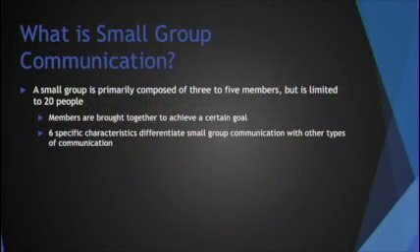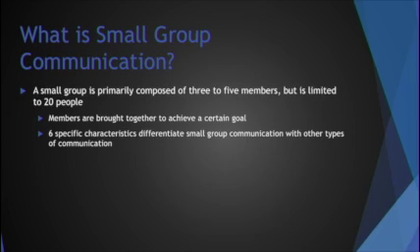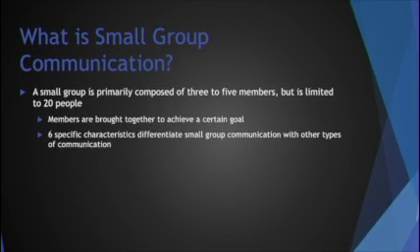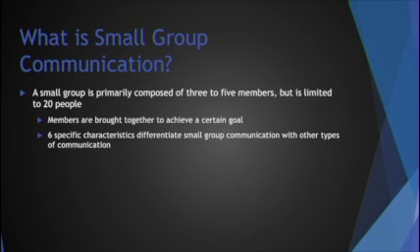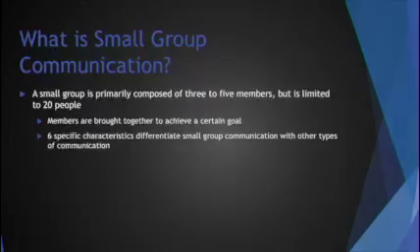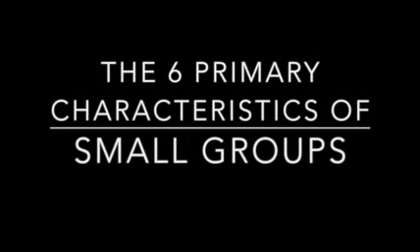Small group communication is when 3 or more people work together interdependently to accomplish a task. A small group is primarily composed of 3 to 5 members but is limited to 20 people. Small groups are brought together to achieve a certain goal. There are 6 primary characteristics that differentiate small group communication from other types of communication.